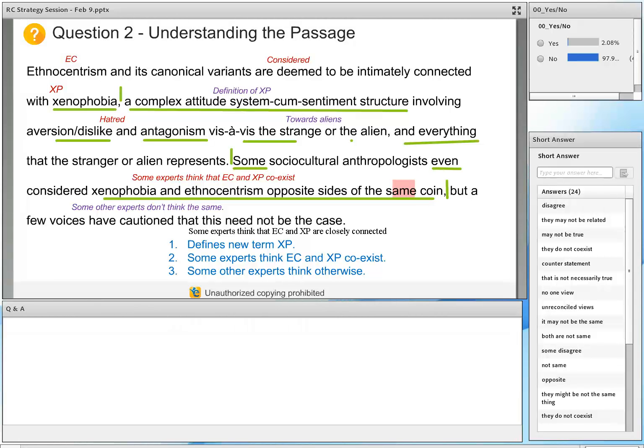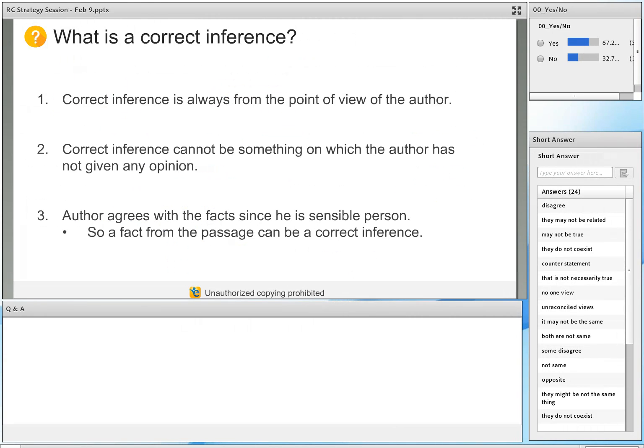Okay, how many of you today pay attention to such small words? Okay, good. So I want all of you to start paying attention to them as well.